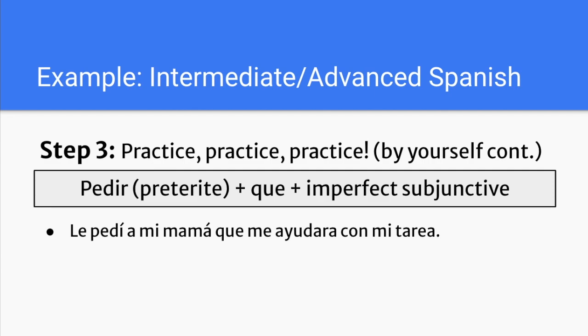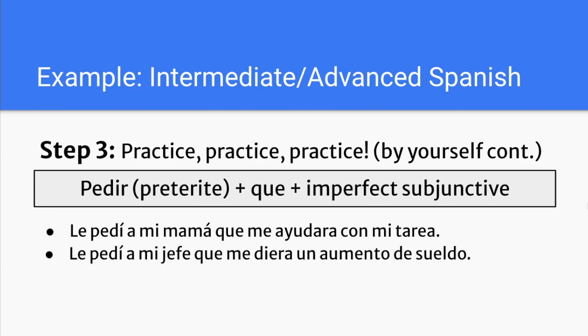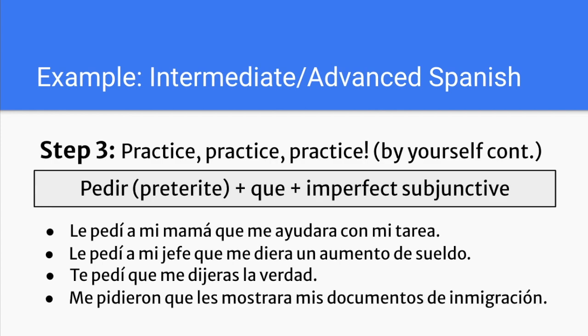So for example, I might say: Le pedí a mi mamá que me ayudara con mi tarea. I could also say: Le pedí a mi jefe que me diera un aumento de sueldo. Or I could be talking to you and tell you what I asked: Te pedí que me dijeras la verdad. Or I could come up with something where they are asking me to do something. Me pidieron que les mostrara mis documentos de inmigración.